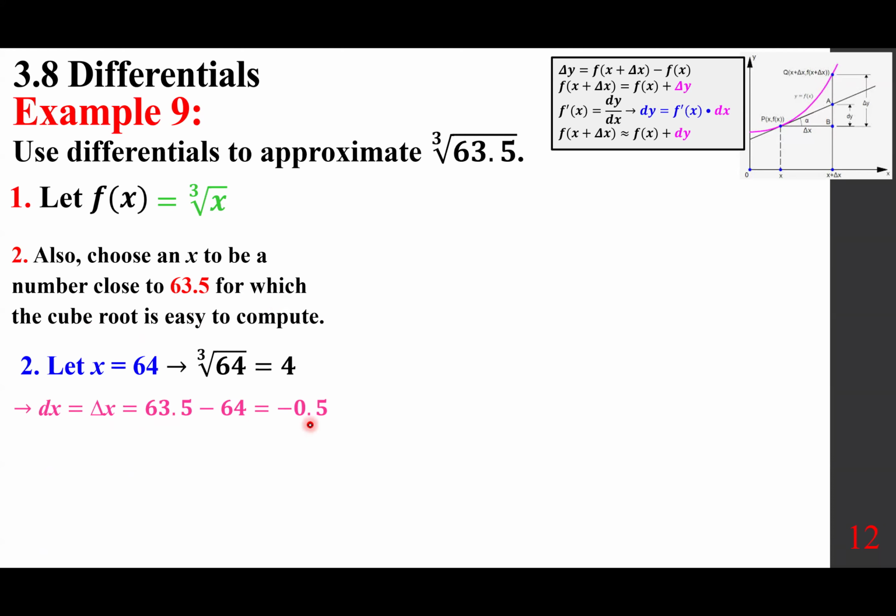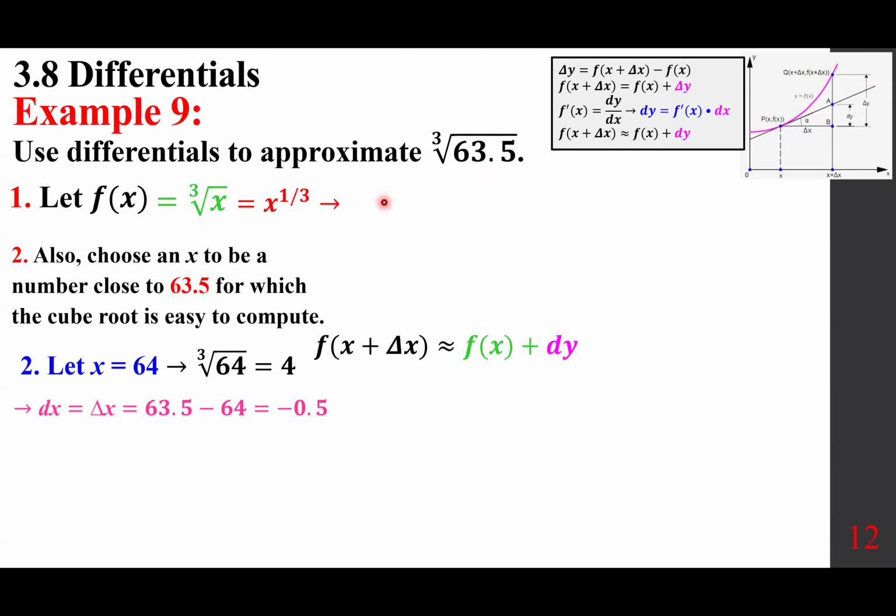The meaning is important. We may not know what's cube root of 63.5, but because dx is negative, it has to be smaller than cube root of 64, which is 4. So now we have that, and we have f of x. So f of x plus delta x is f of x plus dy. But we do not have dy. To do so, we have to first differentiate this, which means we are going to rewrite it as x to the power 1/3, so the power rule can be used.